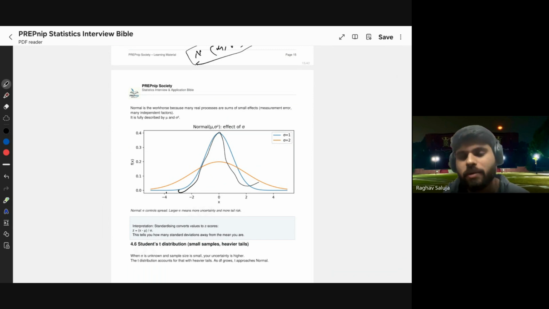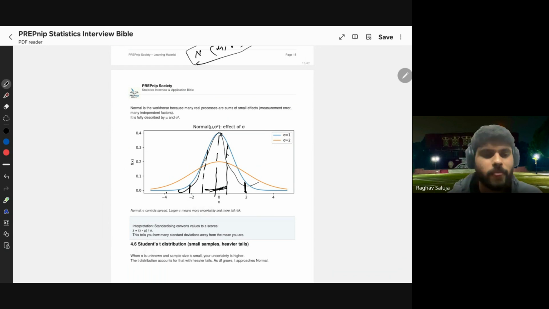The rule is, and memorize it: 68% of the data is within one standard deviation. This is the mean. Let's say one standard deviation is this. So 68% of the data is within one standard deviation, this much. 95% is within two standard deviations, and 99.7% is within three standard deviations.